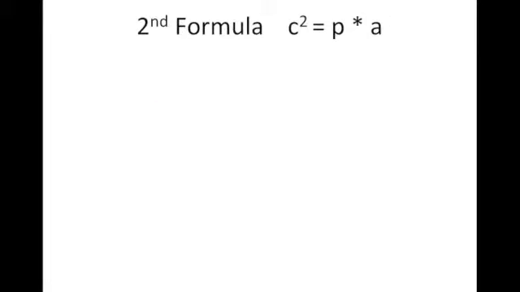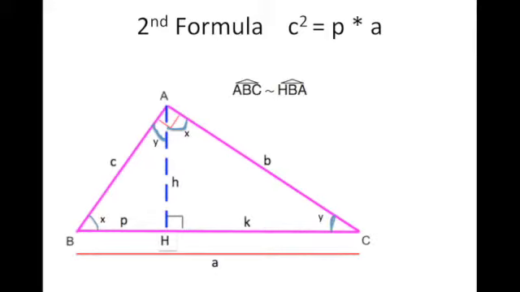For the second formula, we are going to use the similarity between ABC and HBA. We are going to write the ratios between the hypotenuses and the sides across angle y for this formula, which is AB divided by HB equals BC divided by BA. Now if we represent this equation with the letters we have assigned to the sides, it becomes C divided by P equals A divided by C. And if we do the cross multiplication once again for the equation, we conclude with the second formula of the Euclid theorem, which is C squared equals P times A.